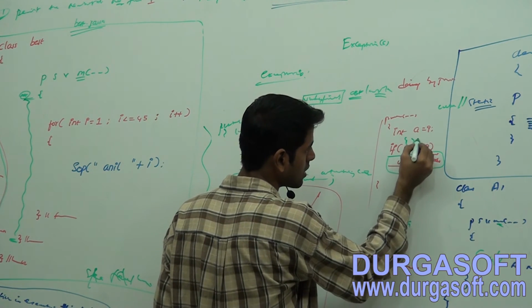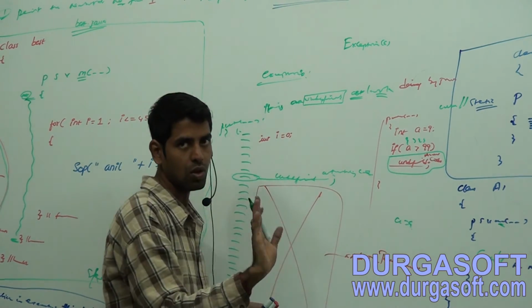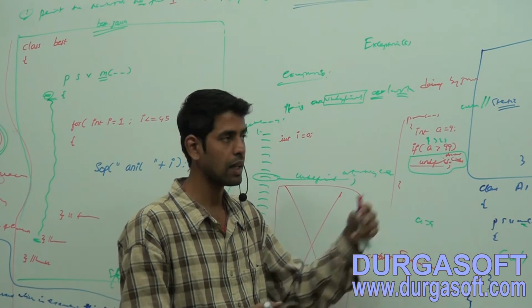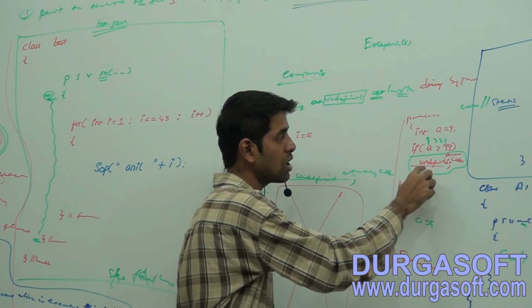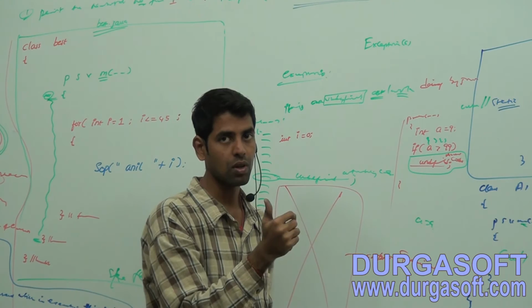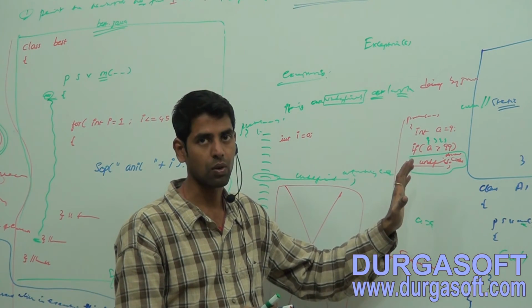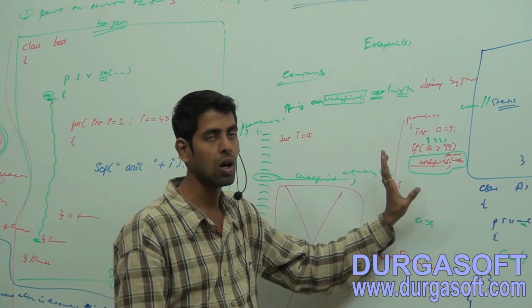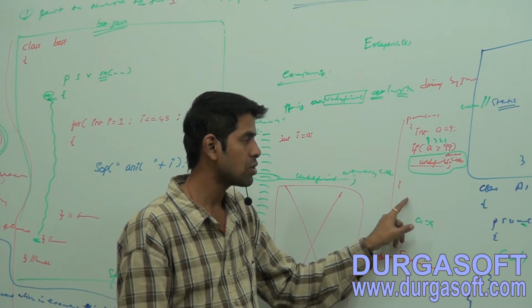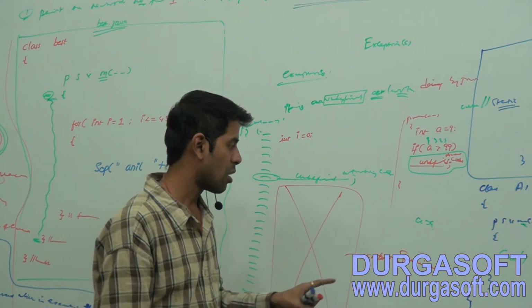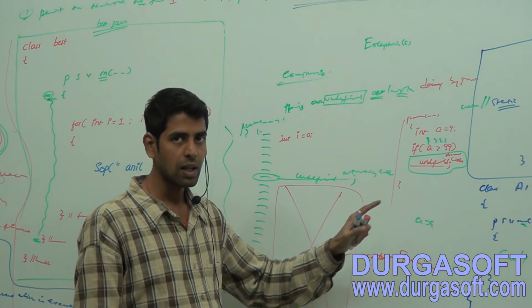Now what is the value of a? 9. Is 9 greater than 99? No, 9 is less than 99. So it will not execute this undefined activity code. Our JVM will not execute this code. It will come out of this if block and execute the end scope properly. Now what is it, abnormal termination or normal termination?